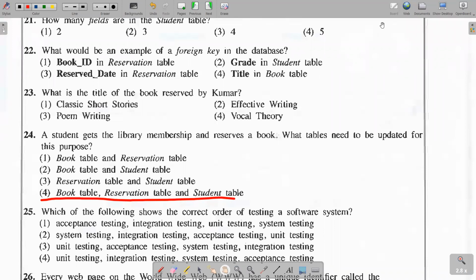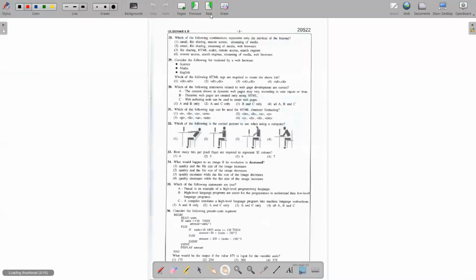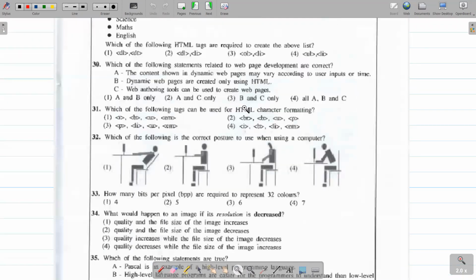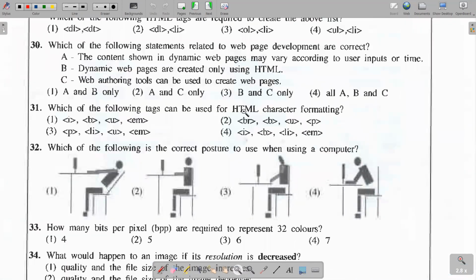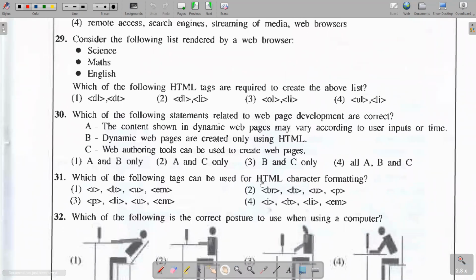Okay, so the 29th of the 2019 paper. So comes over here. In 29, consider the following list rendered by a web browser.